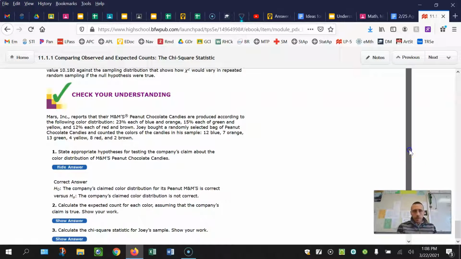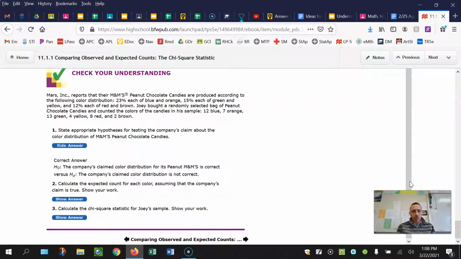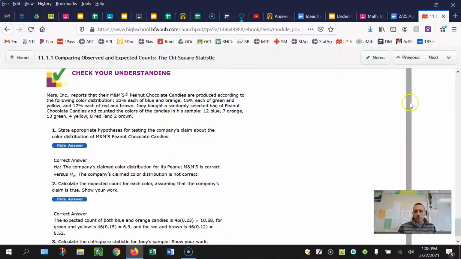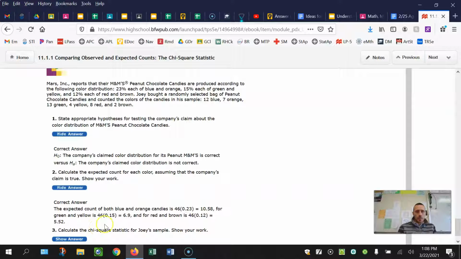All right, for the hypotheses, we're all set there. Now calculate the expected count for each color. We have a total of 12 plus 7 is 19, and 17 is 36, 46 M&Ms. I'm just going to take 46 times 0.23 for the blue and the orange, 46 times 0.15 for the green and the yellow, and so on and so forth. That's going to give me these expected counts. As I mentioned before, do not round these. They are what they are.